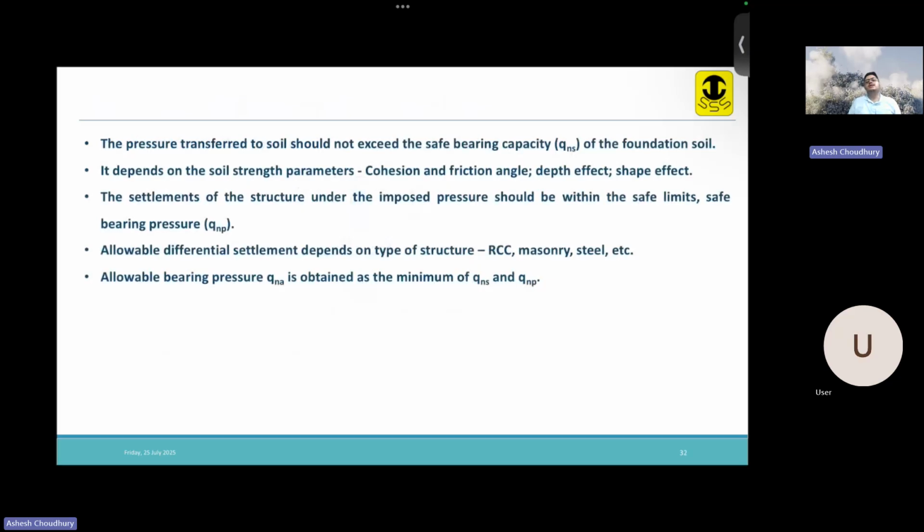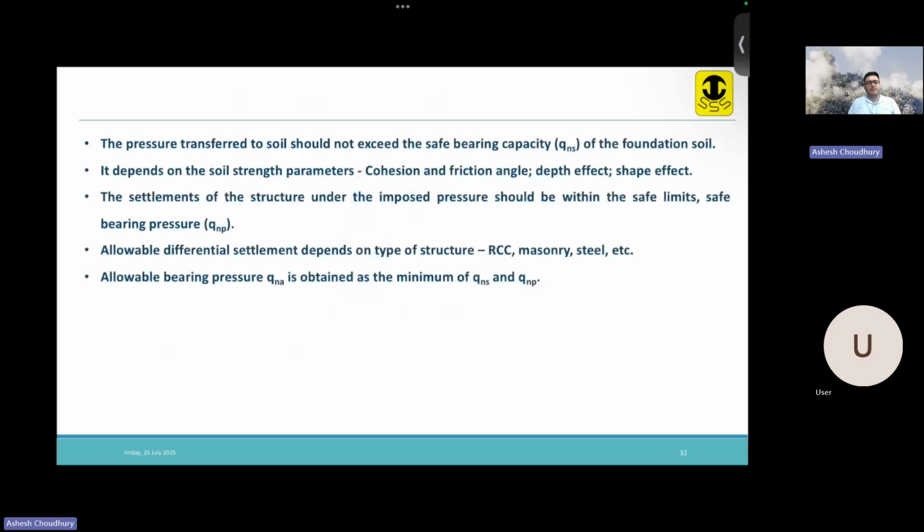We have the depth effect and the shape effect. So you already saw all these terms. You know these terms because from our basic soil mechanics, you already know how to calculate the bearing capacity. The settlements of the structure under the imposed pressure should be within safe limits.